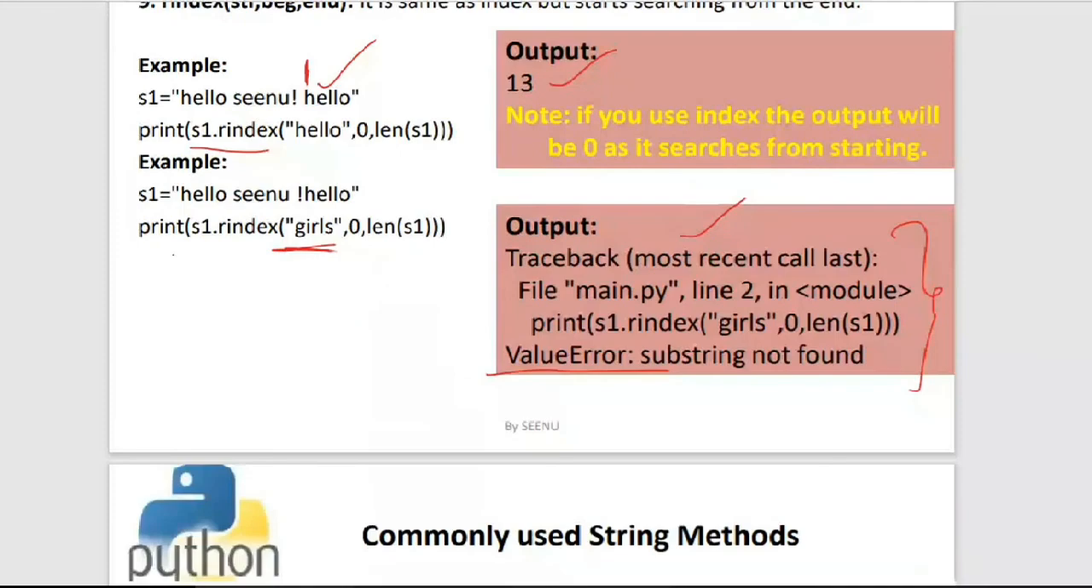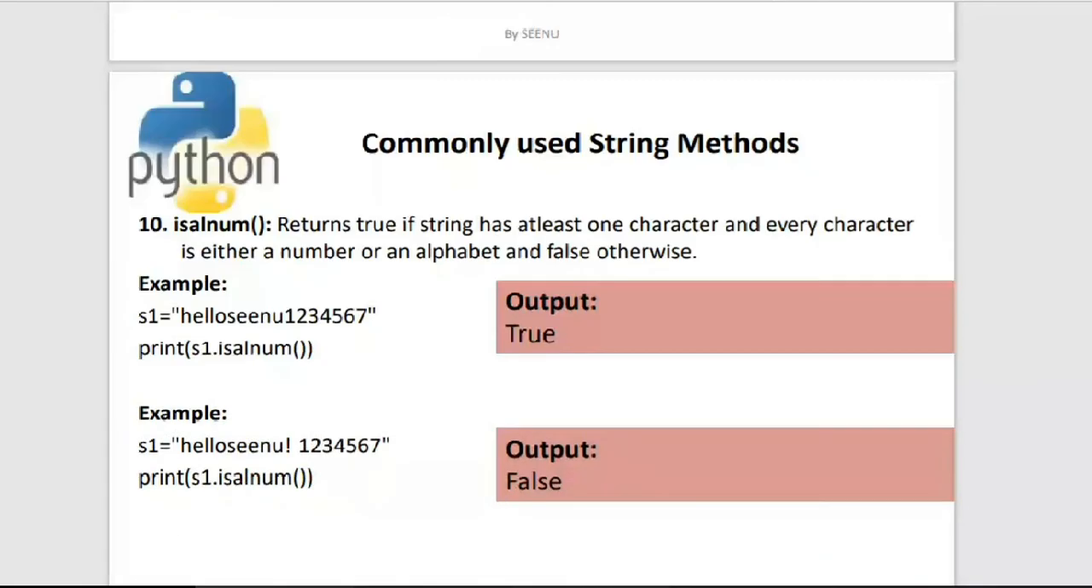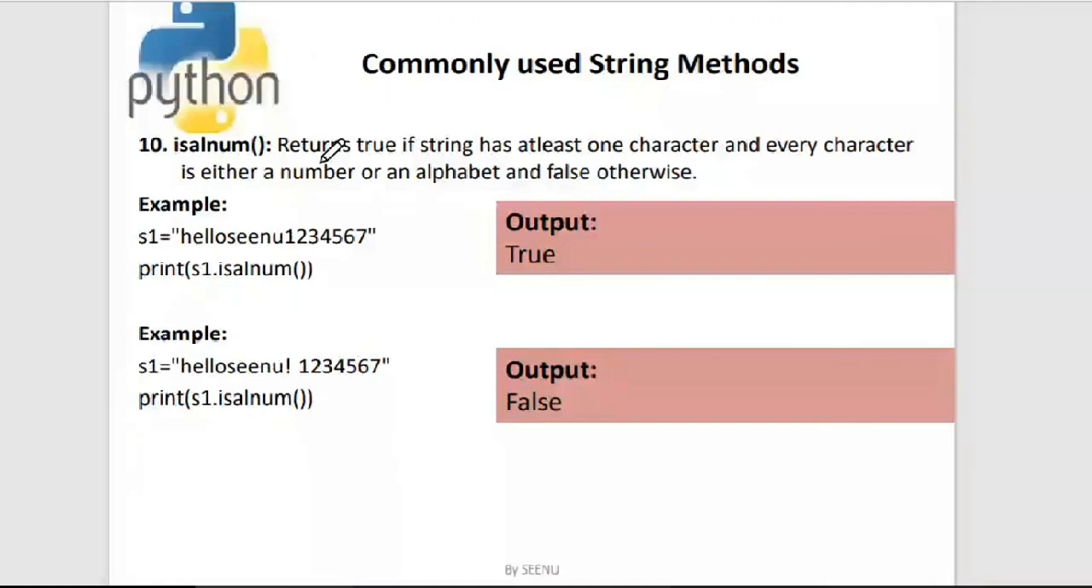So the next one is isalnum. It's a very simple method. It returns true or false. The outcome of isalnum is also true or false. It returns true if the string has at least one character and every character is either a number or alphabet. Alnum: al means alphabet, num means numbers. The is means checking whether it is alphanumeric or not, and it returns false otherwise.